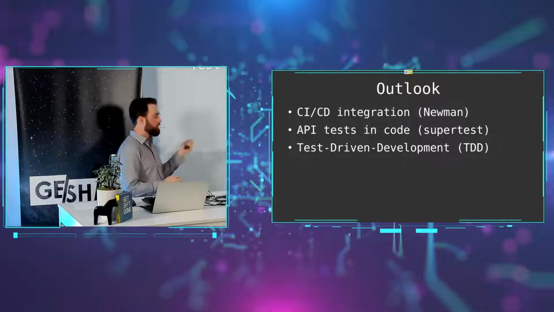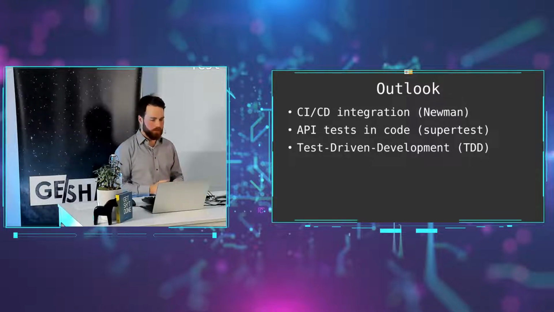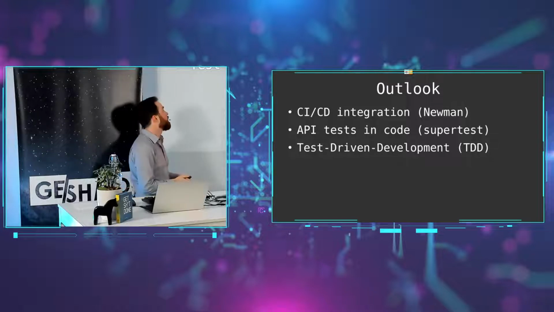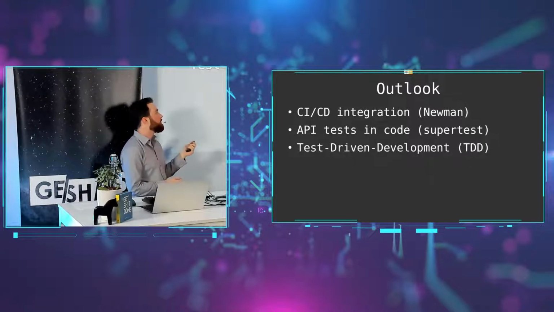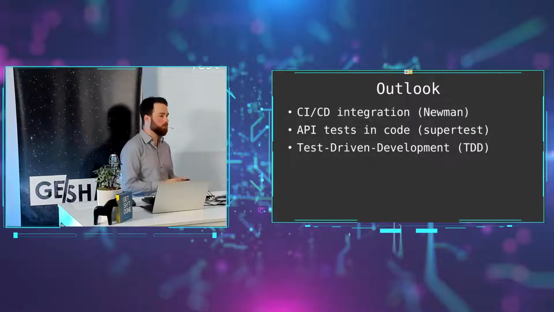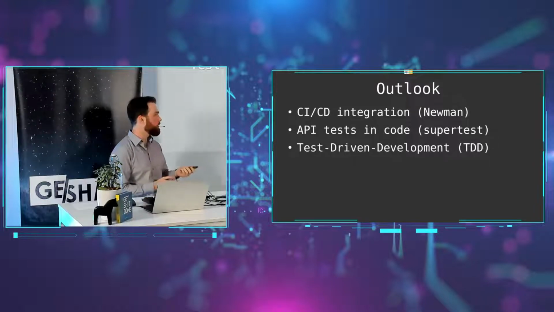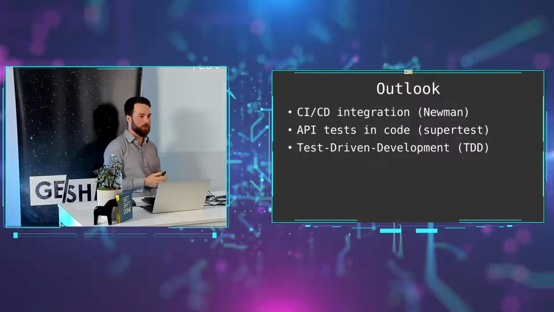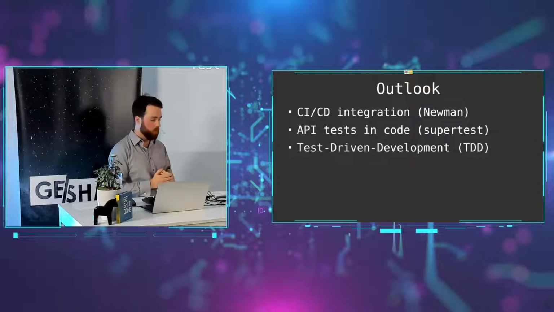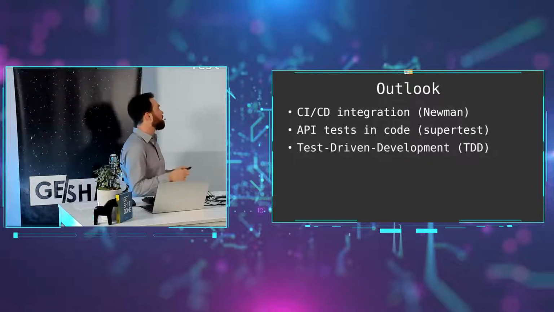Then, since the tests are growing bigger and bigger, or the size of the application is getting bigger and bigger, it is probably easier to manage API tests in code in the long run. So for Node.js, there's a package called Supertest, for example, to run these API tests within the code, which could then also be easily integrated in the CI.